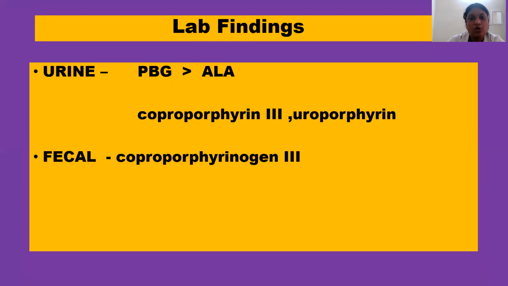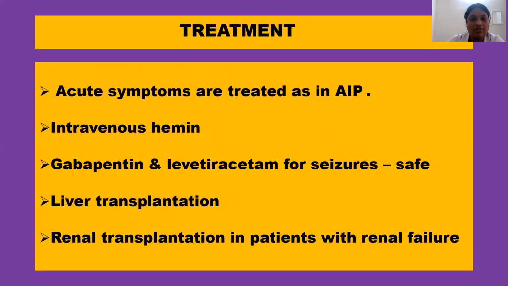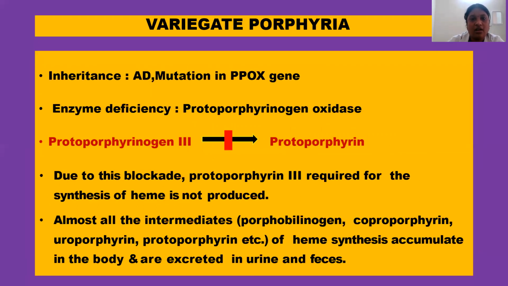Lab findings in urine: porphobilinogen will be more than ALA, and coproporphyrin 3 and uroporphyrin will be increased. In feces, coproporphyrin 3 will be increased. How is it treated? Again, acute symptoms are treated similar to AIP. Intravenous hemin, and gabapentin and levetiracetam for seizures are safe. Liver transplantation, and renal transplantation for patients with renal failure.